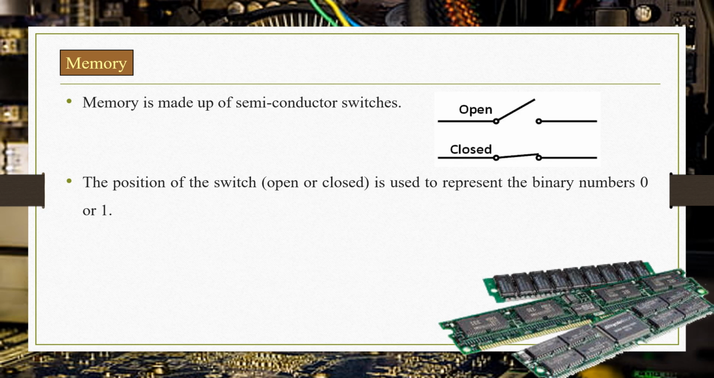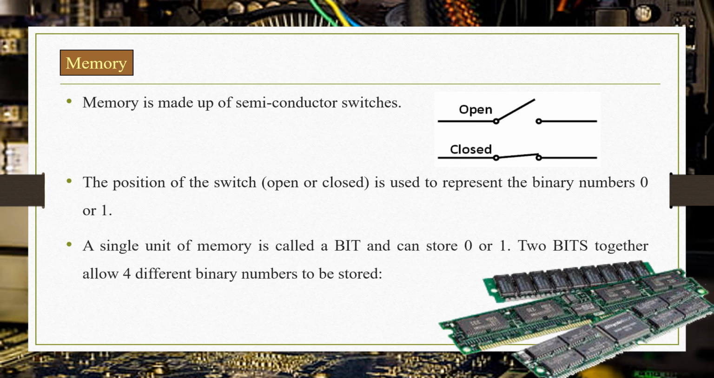So using the binary numbers 0 and 1, we can represent the open and closed states of the switches. A single unit of memory is called a bit and can store either 0 or 1. And two bits together allow 4 different binary numbers to be stored: 00, 01, 10, or 11.